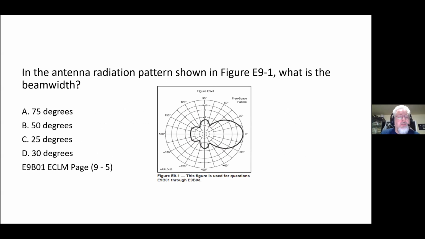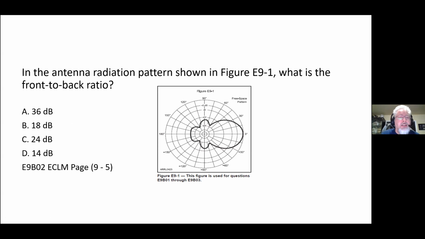In the antenna radiation pattern shown in figure E9-1, what is the beam width? A, 75 degrees, B, 50 degrees, C, 25 degrees, or D, 30 degrees? Bravo. Bravo is correct, 50 degrees. So that would be from here to roughly here, where it's down 3 dB.